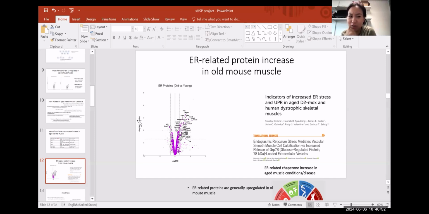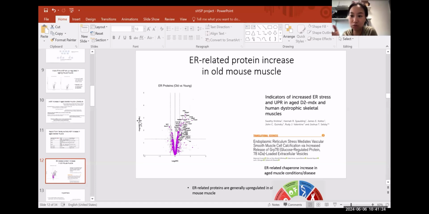From some data, aging will result in ER stress and a small heat shock protein increase, right? And ER stress and the small heat shock protein are associated with proteostasis. From Jimmy's experiment, we just test whether, if we induce ER stress, it will change the small heat shock proteins. They are all associated with aging.